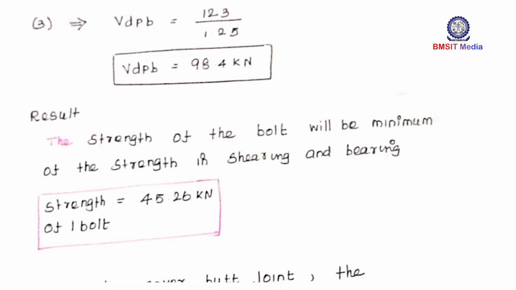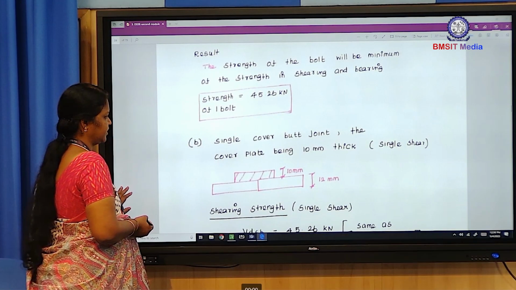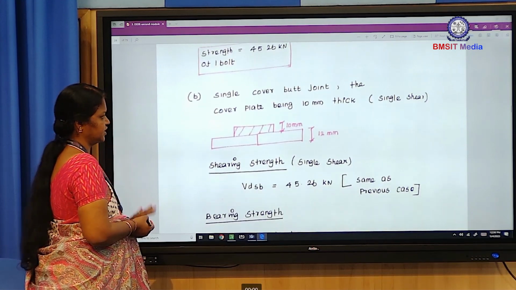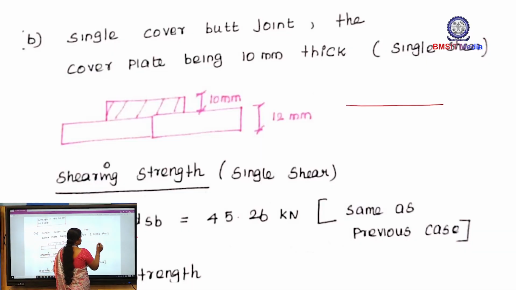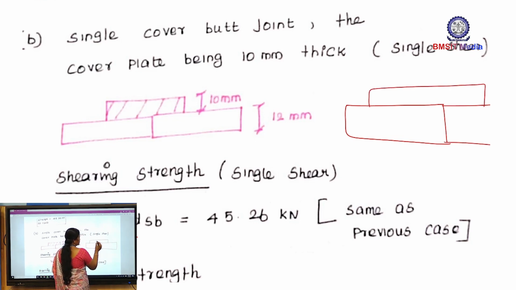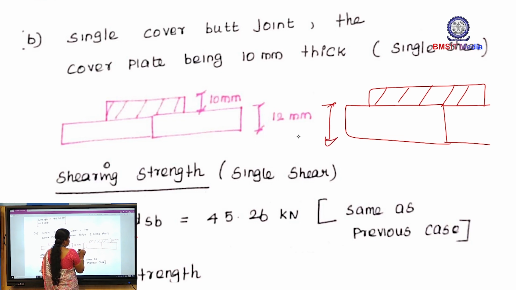Now coming to the second case. Single cover butt joint, the cover plate being 10 mm thick. So this is the single cover. Butt joint means this is the main member, and we have to place another main member here, and this is one cover plate. Through this cover plate we connect this to the main plate. The cover plate thickness is given, that is 10 mm. The main plate thickness is already given in the problem, that is 12 mm. So this is a single cover butt joint.